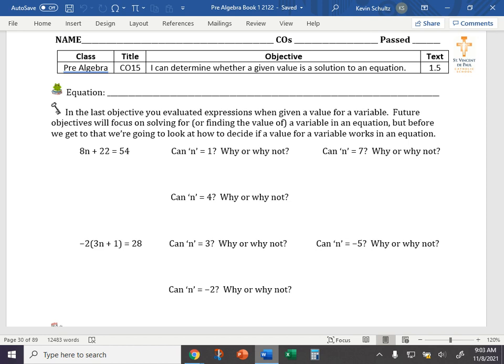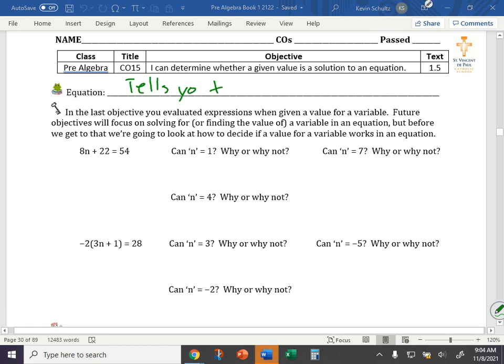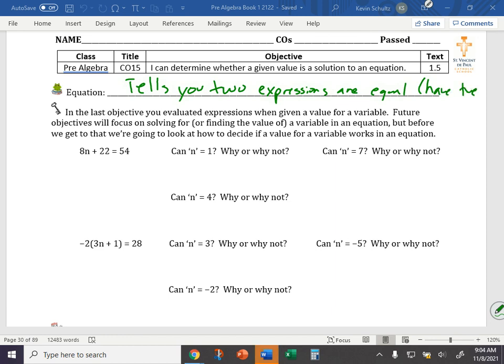Okay, so we're going to start by defining an equation. We talked about this earlier. How is an expression different from an equation? What does an equation have that an expression doesn't have? The equal sign, right? An equation tells you that two expressions are equal, or have the same value. It tells you two expressions are equal, have the same value.